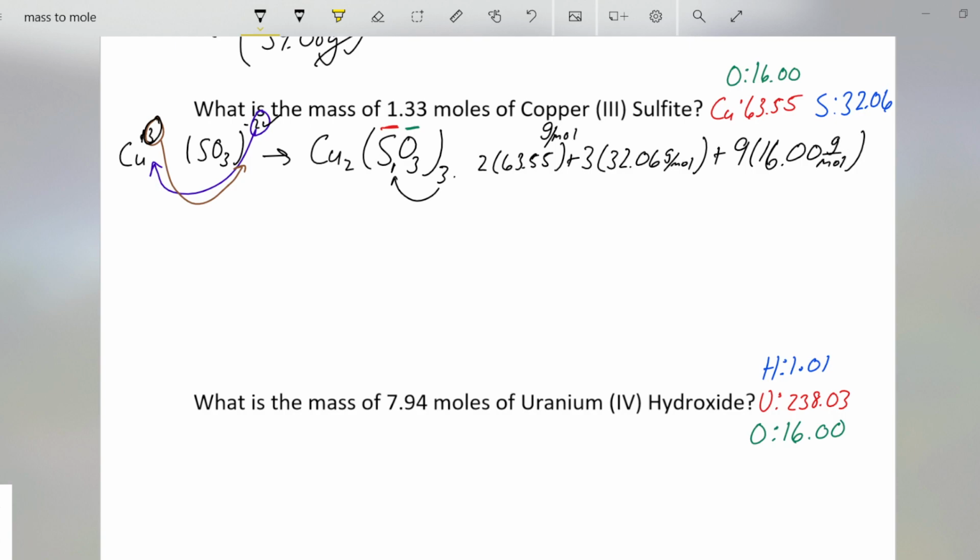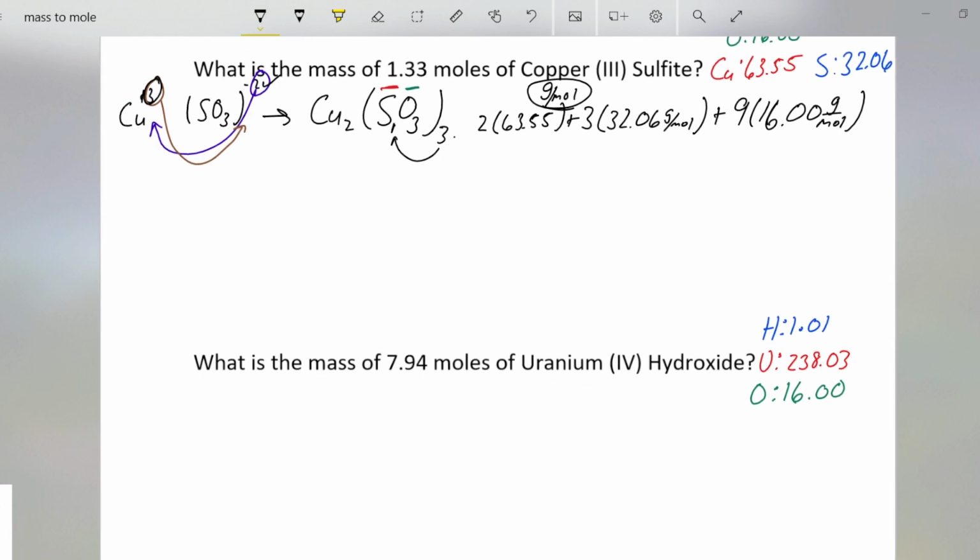So again, we have 63.55 grams per mole and that is from copper. There are 2 of them, so we multiply that together. We have 32.06 grams per mole. That is our sulfur's molar mass. There are 3 sulfurs in this entire Cu2(SO3)3 molecule. So then we multiply the mass of sulfur by 3. And then there are 9, which is 3 times 3, 9 of these oxygens, and we multiply it by the molar mass of 16 grams per mole.